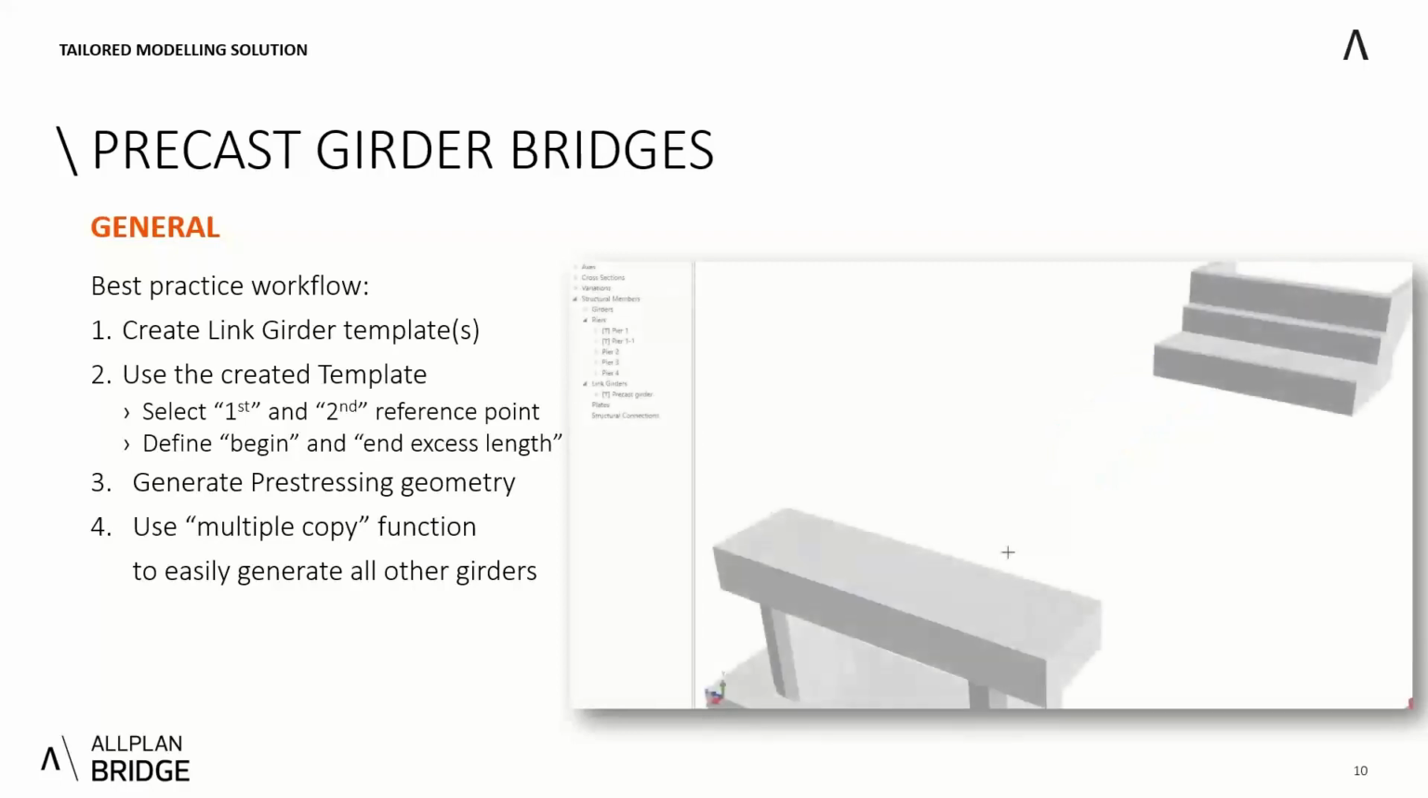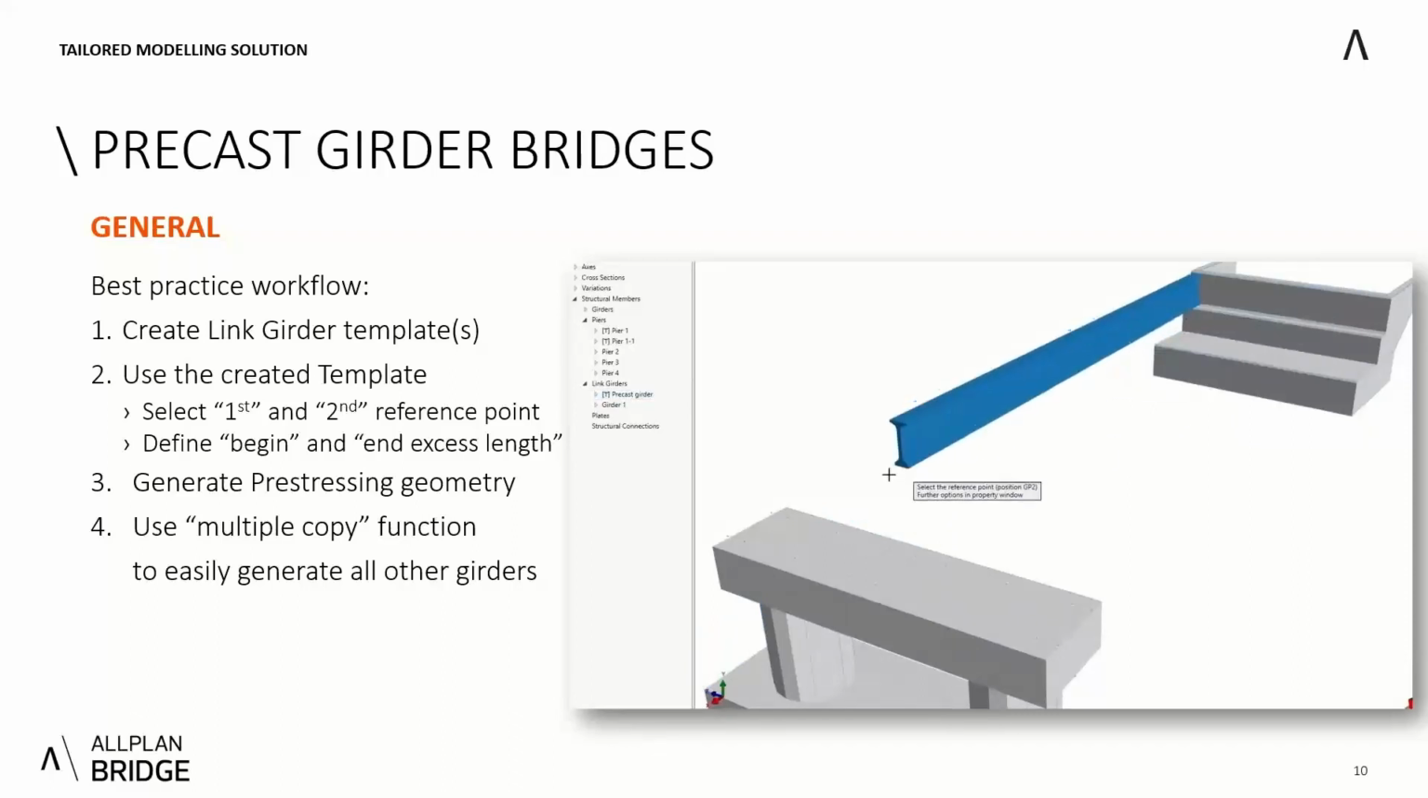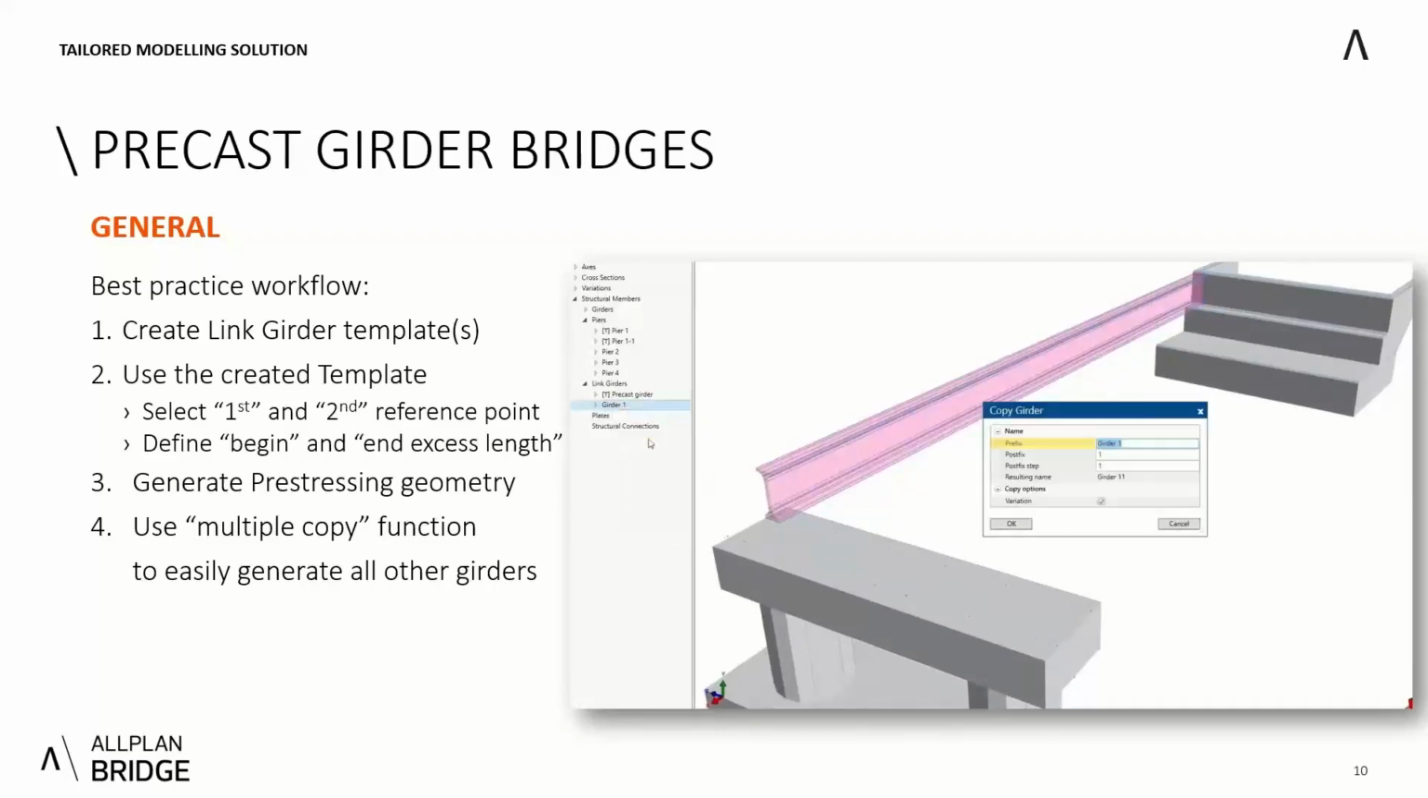The concept is once you have an element defined, you can use this element and place it between two different points. As you can see, we are placing it between the pier and the abutment, because this is a girder. But this applies also to other elements or different use cases as well. And once you have it defined, you can copy it multiple times, play around with the naming, and place it accordingly.